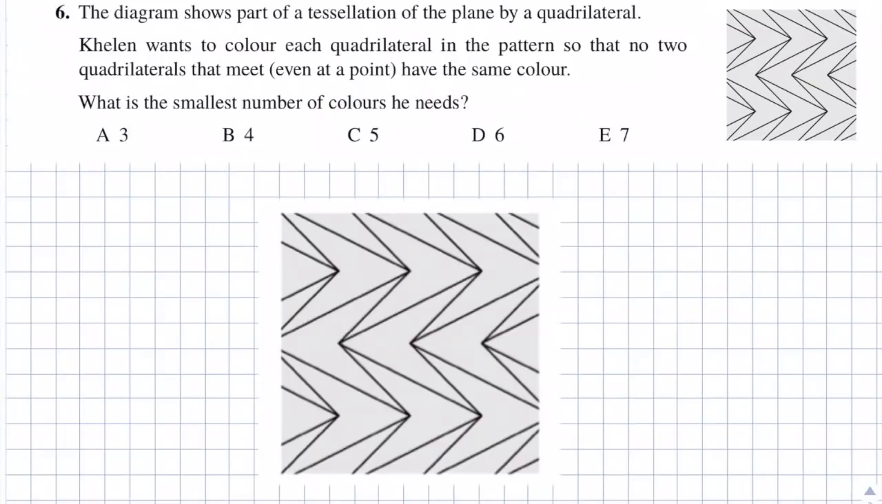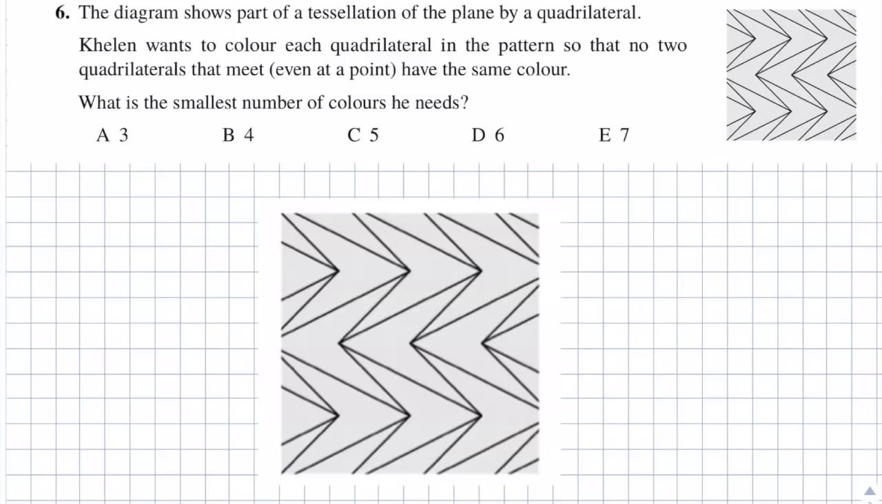Question 6. The diagram shows part of a tessellation of the plane by a quadrilateral. Kellen wants to colour each quadrilateral in the pattern so that no two quadrilaterals that meet, even at a point, have the same colour. What is the smallest number of colours he needs? Got answers as A is 3, B is 4, C is 5, D is 6, or E is 7.